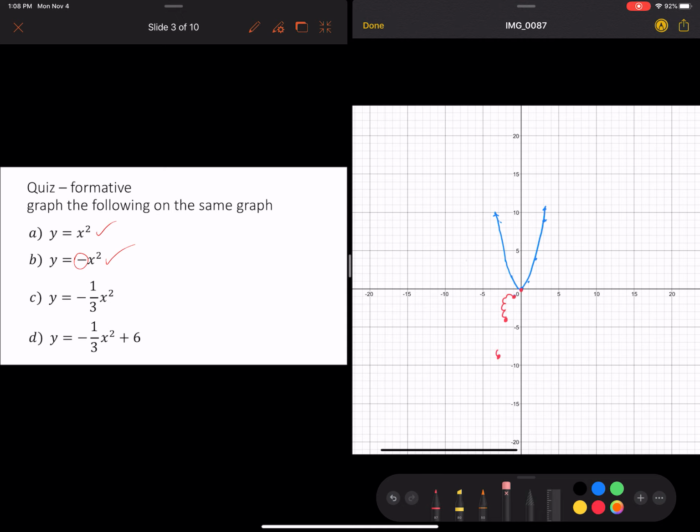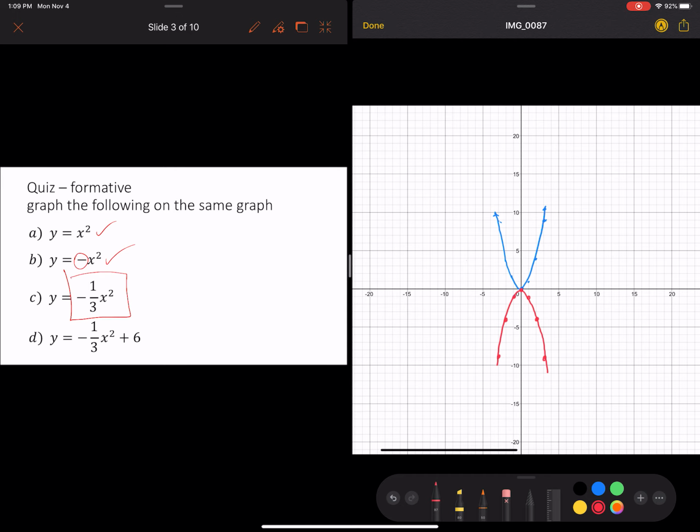Let's erase some of that. And let's connect the dots. Whoops. How do I undo? Let's redo. Anyway, that's our graph.